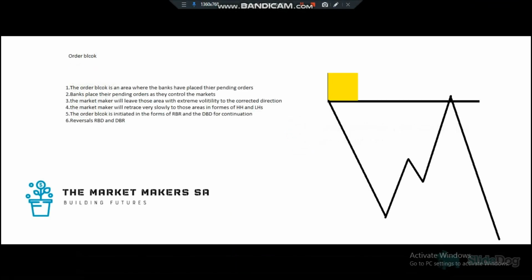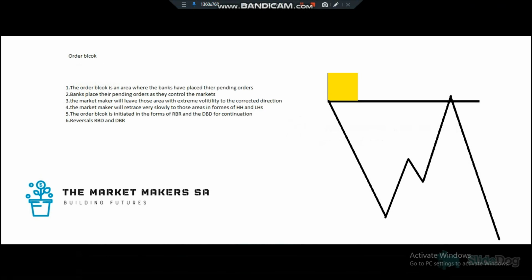What are order blocks? The order block is an area where the banks have placed their pending orders. These are the trigger orders, the pending orders that haven't been filled yet. Banks place these pending orders as they control the market. Whenever these pending orders are hit, the market moves very fast from those areas. It moves away very quickly, continuing the cycle most of the time. So the market maker will leave these areas with extreme volatility to the corrected direction.